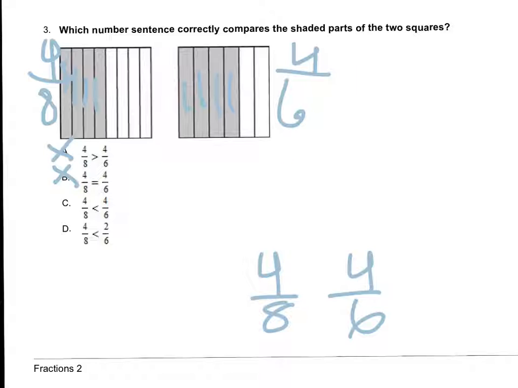So let's check C. 4 8s is smaller, less than 4 6s. That is a possibility. D. 4 8s is greater than 2 6s. Okay, so that one's not correct because it has 2 in it. We don't have 2 parts shaded. So C is your answer.